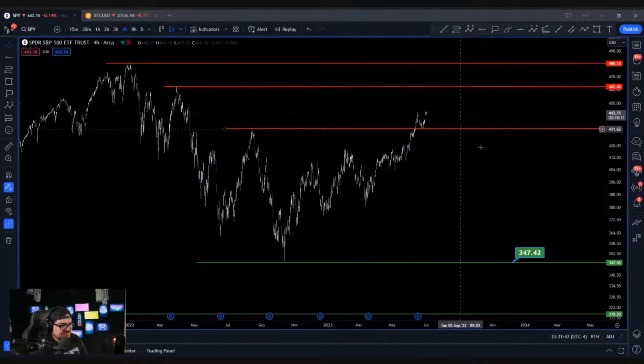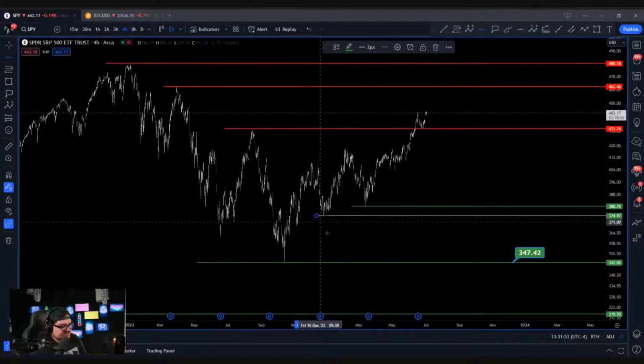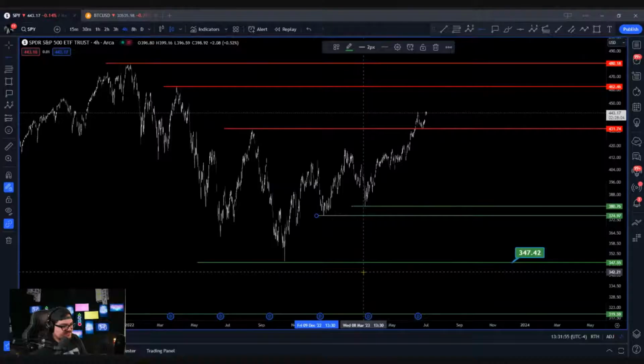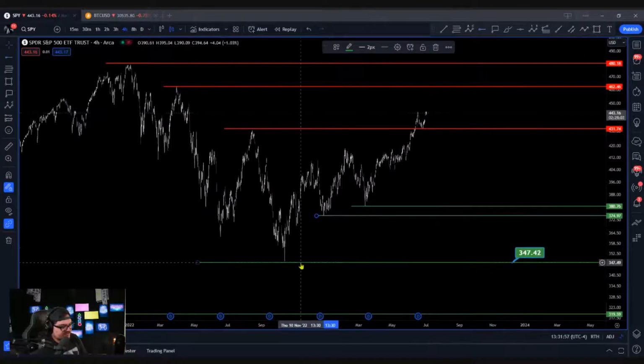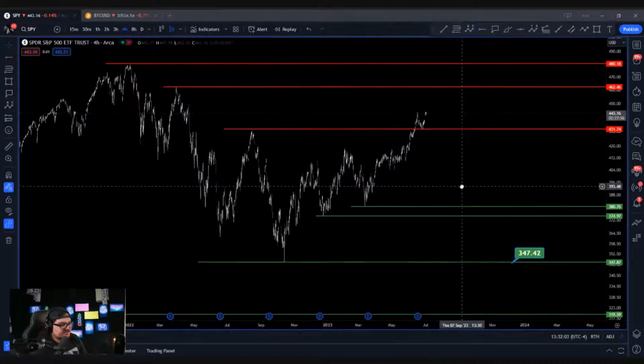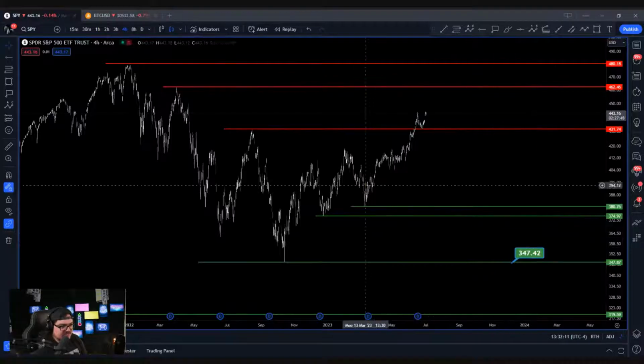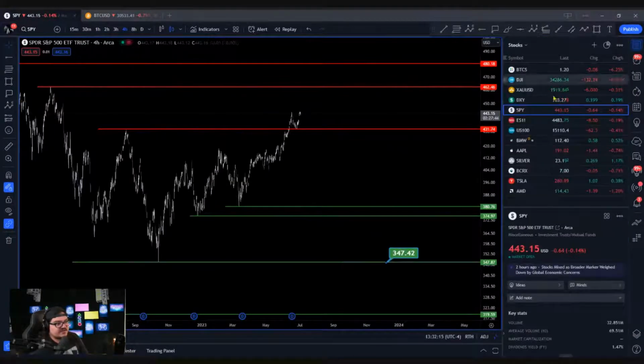So just letting you guys know that's what's above, and then below, 380.76, 374.97, and then ultimately 347.42. So that is what I'm looking for on the S&P. That's what I'm looking for when it comes to setups, the areas I can go ahead and test, and from there see what is viable for the S&P 500.